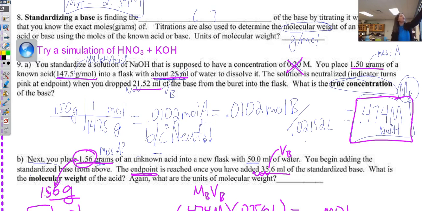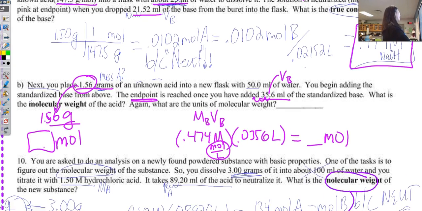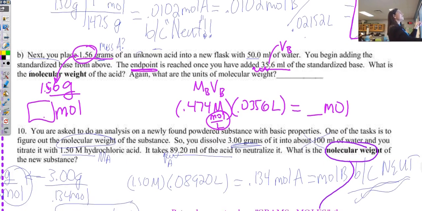So if they give me the grams and they give me the molar mass, what can I do? How do I find moles? All I'm going to do is simply do grams divided by the grams per mole, and then I get my moles, which means I know my moles of my base. Since I know how many milliliters of base it took to neutralize it, simply divide, and that's going to give me my molarity.